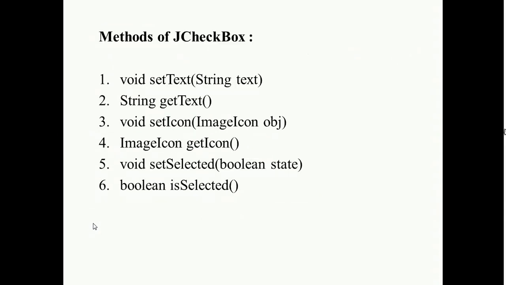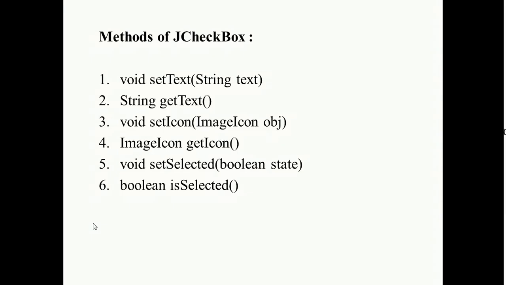Now see the methods of the JCheckBox. There are six methods of the JCheckBox. First method is setText. Second method is getText. Third method is setIcon. Fourth method is getIcon. Fifth method is setSelected. And sixth method is isSelected.